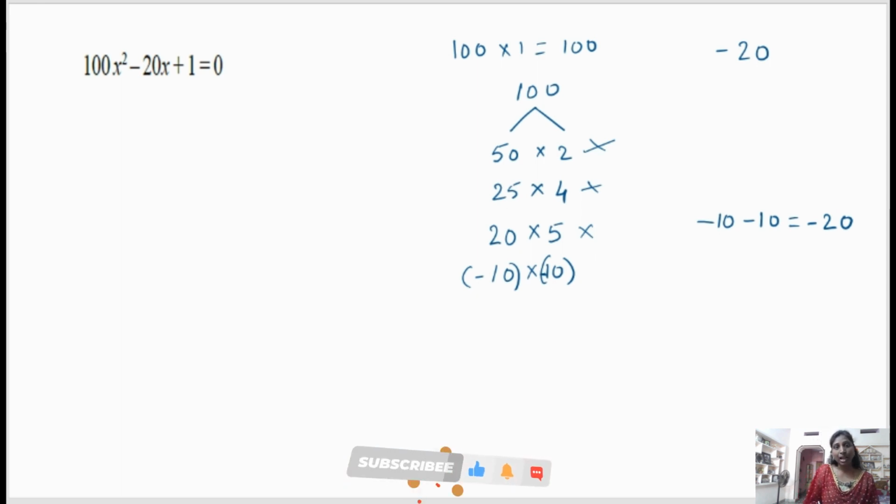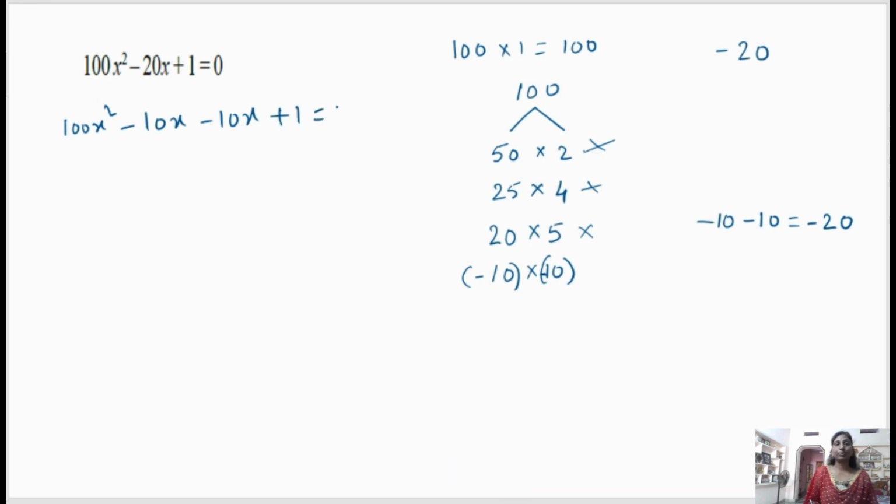So here, 100x square minus 10x minus 10x plus 1 is equal to 0. Okay, so first two terms, see, first two terms, what is common here? 10x is common. Okay, you know how to take common? See, 100 means what? We can write 100 as 10 into 10. It means 10 is common, means 10 is left over.